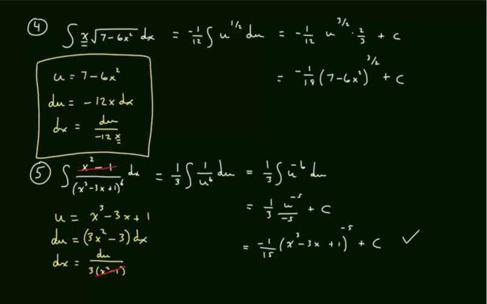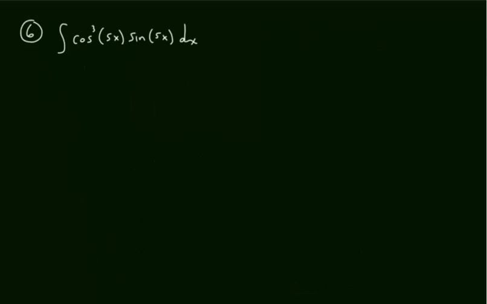That's the preferred method in my book, but it's just a matter of personal preference. Some people would like to write it as -1 over 15 times x cubed minus 3x plus 1 to the positive 5 plus c. Example 6 is the first example that we have some choices for u.